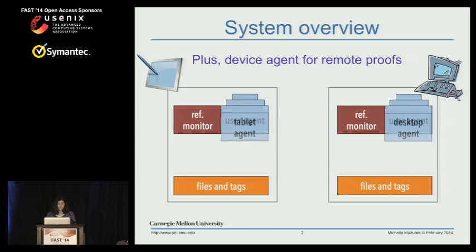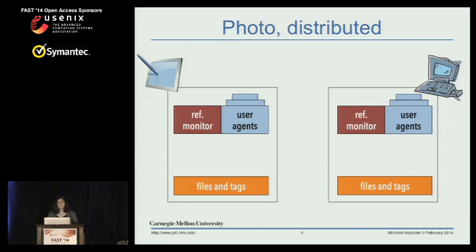And on top of that, we actually have on each device a device agent, and these are used for remote proofs. So these are used to demonstrate from one device to another that it's okay to submit this content over the network to that remote device. So I think this will make more sense if we walk through an example. So here's how this works.